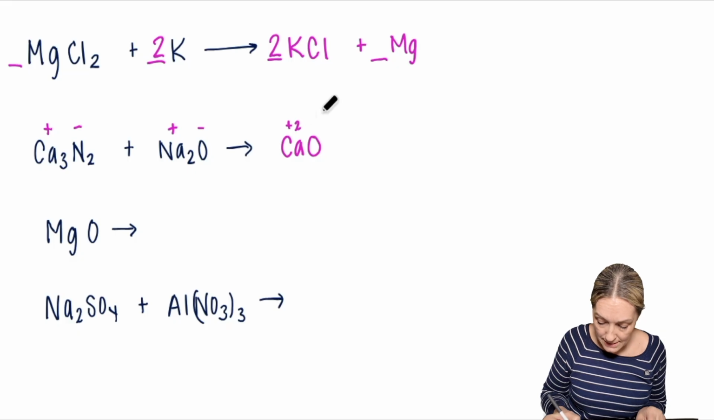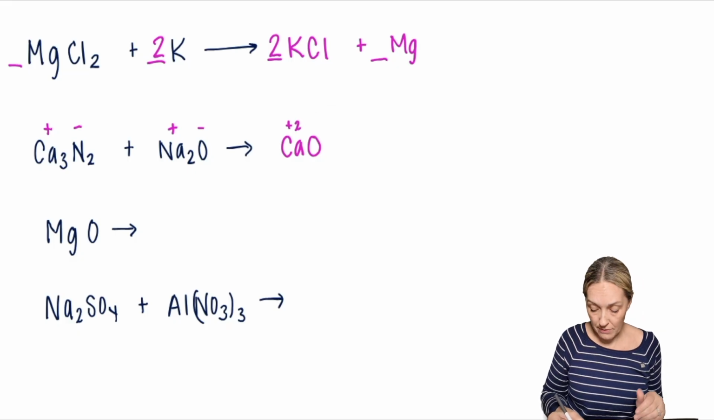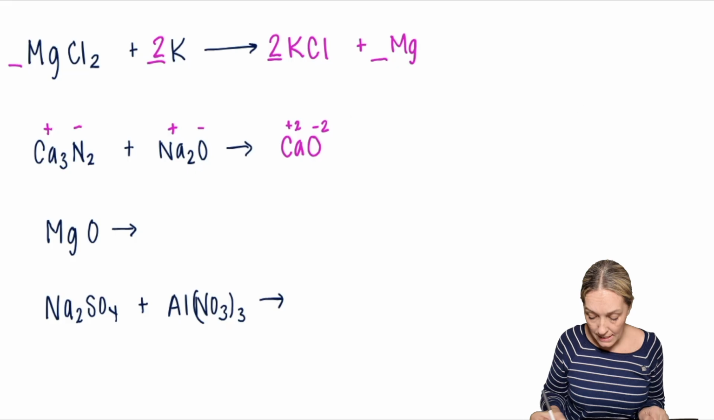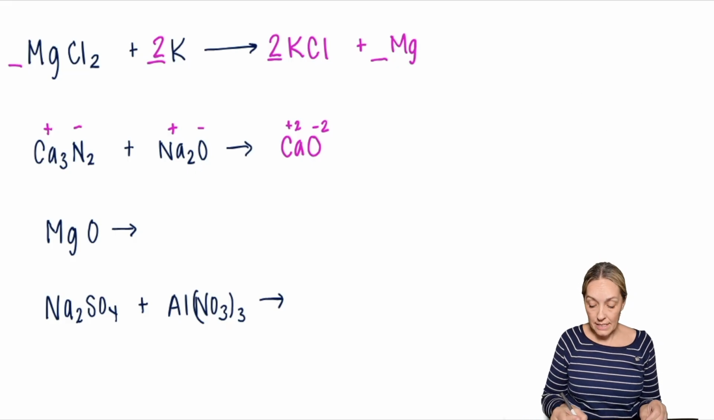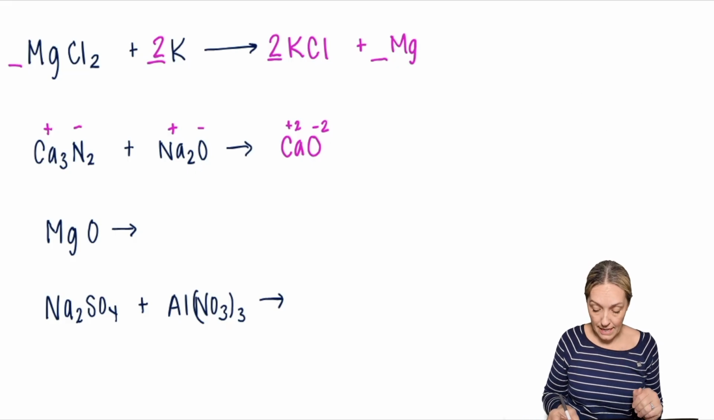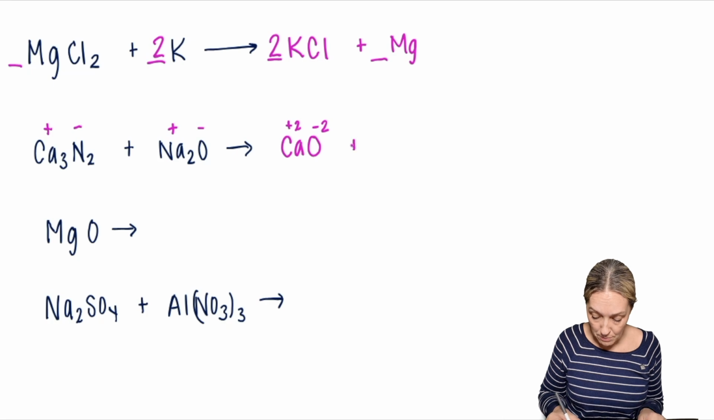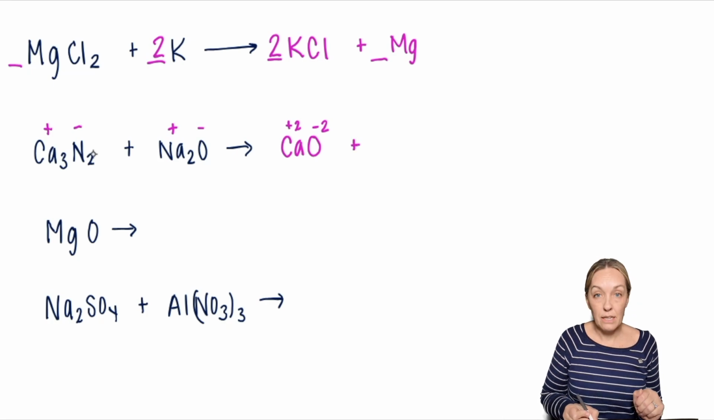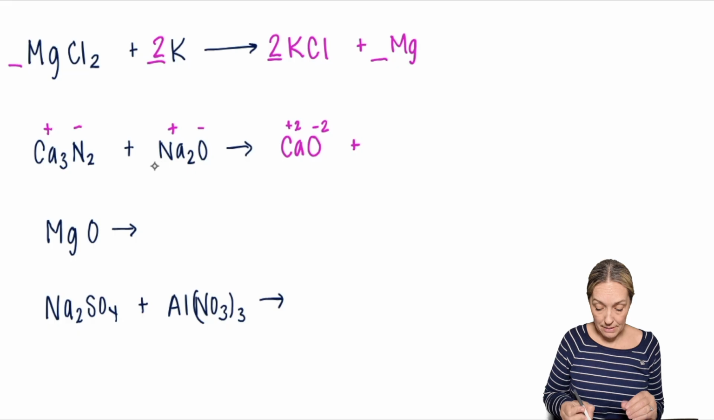I know calcium's positive, but from the periodic table, it is specifically a +2 charge. Oxygen is -2, so that is stable as written. Everybody's happy. Now I'm going to have a second product. That second product is going to be my other positive-negative combination.